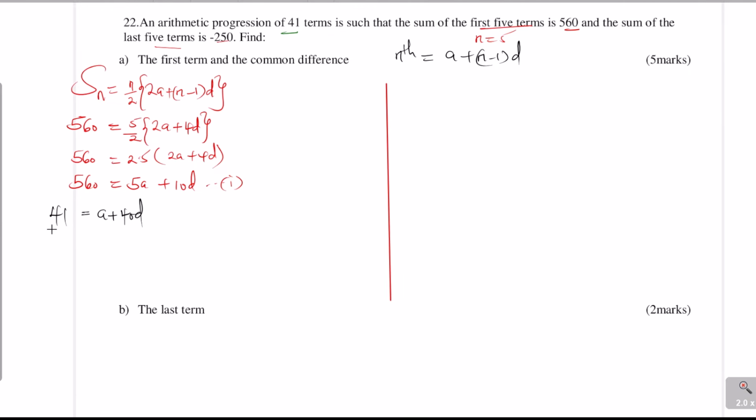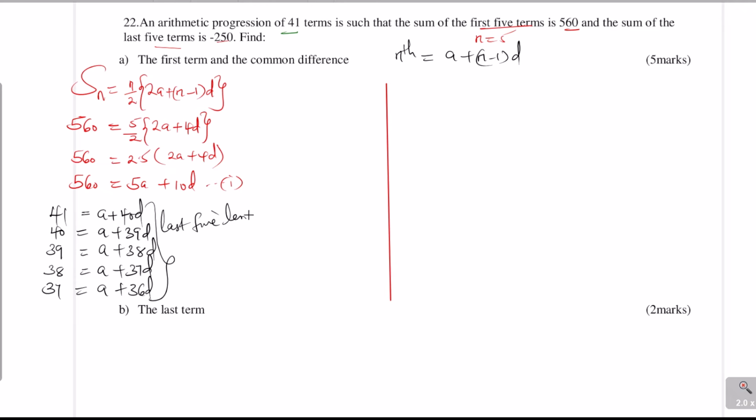So that is the last one. The other one that follows is the 40th, which will be a plus 39d. Then the 39th term will be a plus 38d. Then the 38th term will be a plus 37d. And then the last one, the 37th term, will be a plus 36d. So this is what represents the last 5 terms.